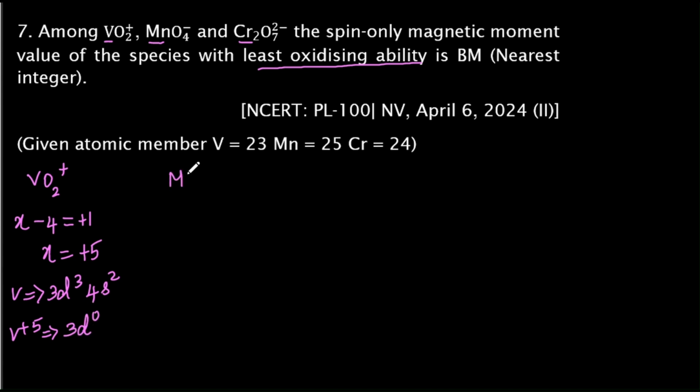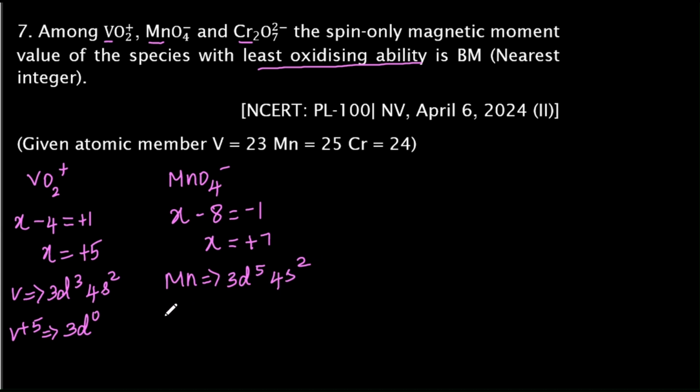Then going to MnO4-, x, and 4 oxygen atoms are there. For 1 oxygen atom, the oxidation state is -2. So -2 into 4 is -8, equal to -1. So when -8 goes to the right hand side, it will become +8, and already -1 is there. So it will become +7. The configuration of manganese is 3d5 4s2. Now all the 7 electrons are lost. So Mn+7, 3d0 is the configuration.